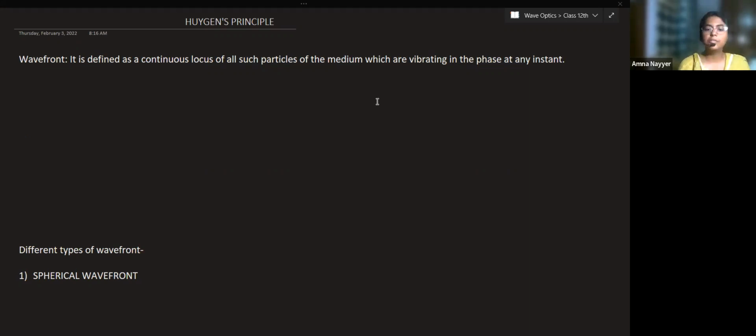Now, firstly, you have the concept of wavefront. So what is meant by wavefront? It is defined as a continuous locus of all such particles of the medium which are vibrating in the phase at any instant.